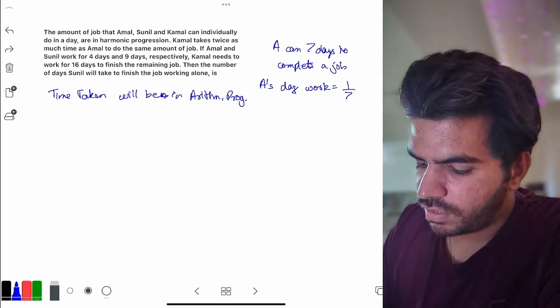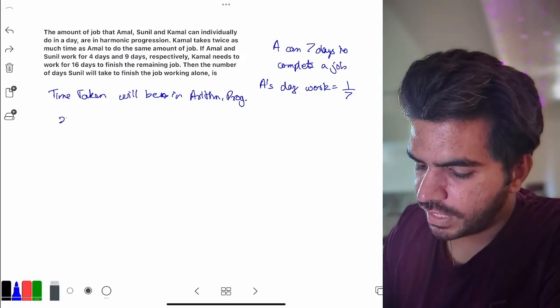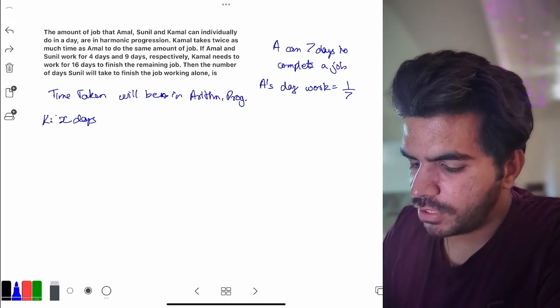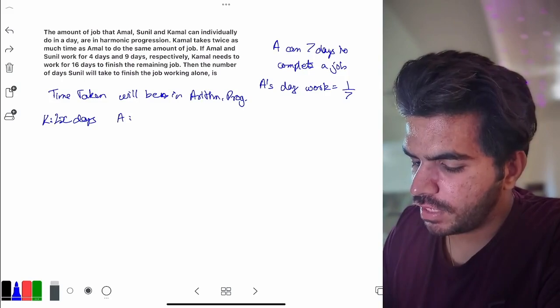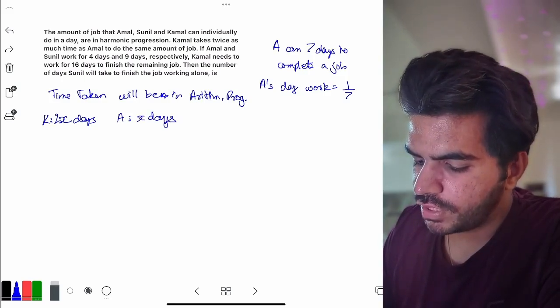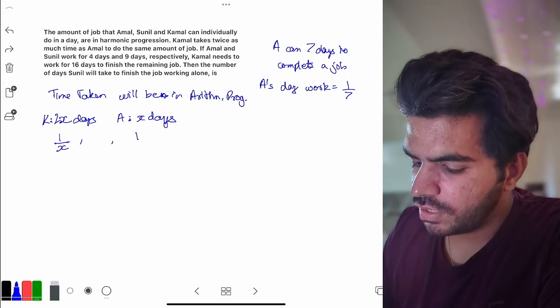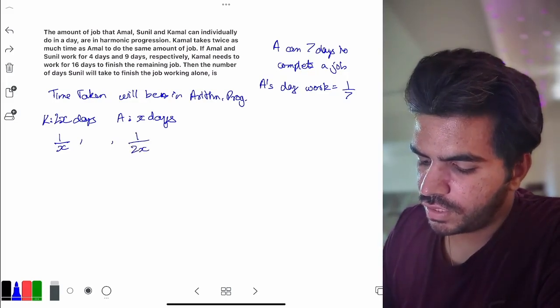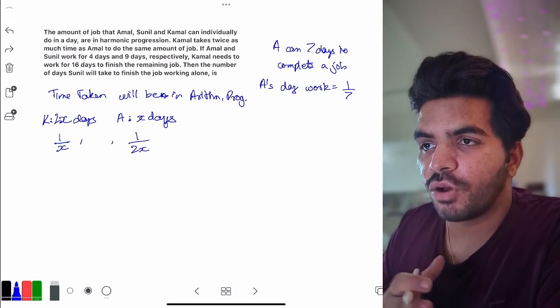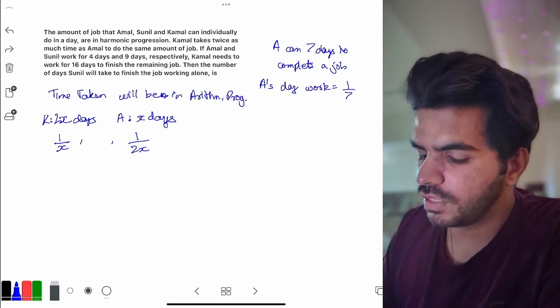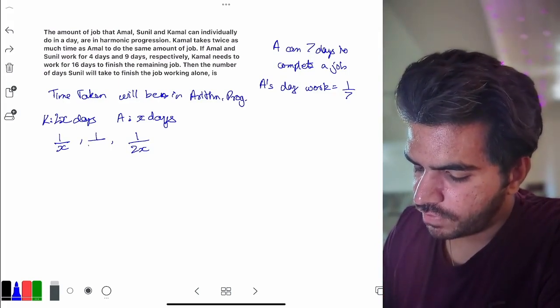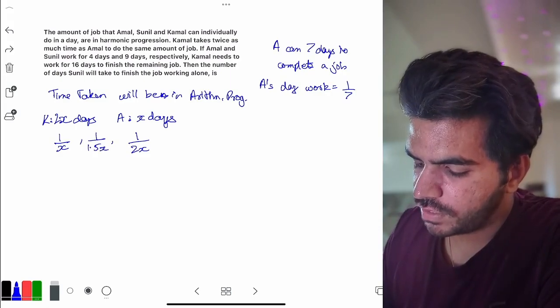Now the second thing which is given is Kamal takes twice as much time as Amal. So given Kamal takes 2x days, Amal will take x days to complete. So their day work will be 1 by x and 1 by 2x, and we don't know about Sunil. Since all three of them should be in an AP, it is definitely going to be 1.5x.